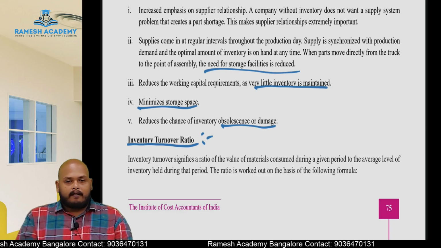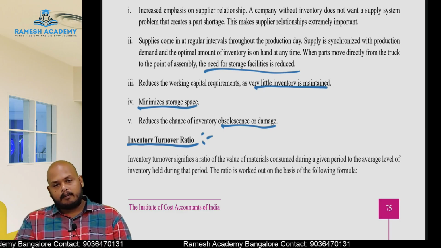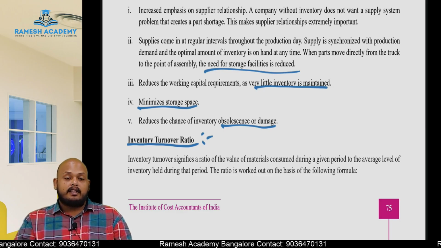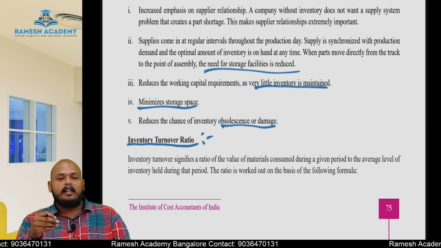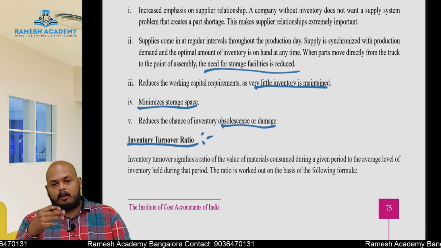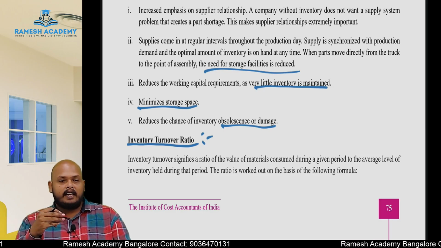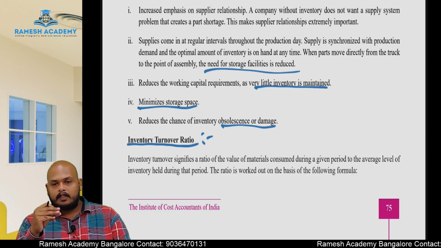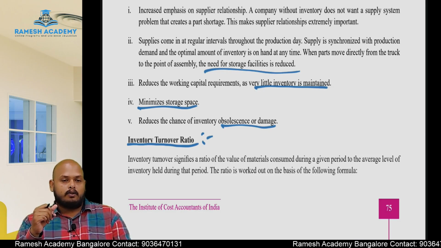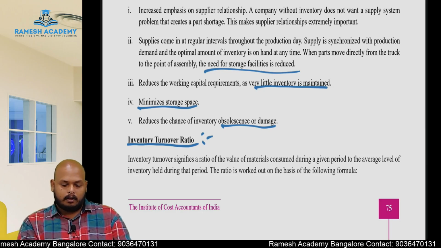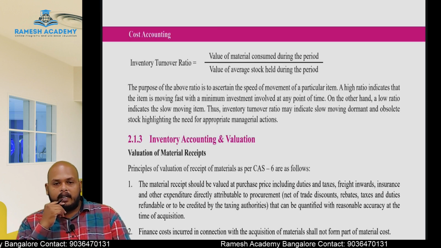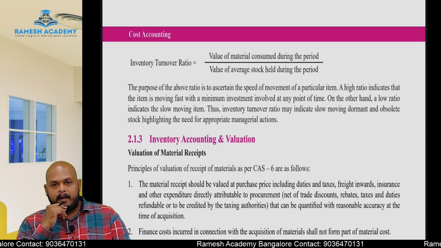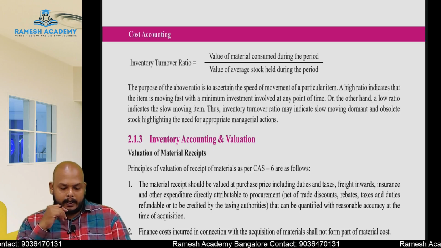So he gave a formula here. Now, inventory turnover ratio is a ratio which expresses the relationship between average inventory level and the raw material consumed. It expresses the relationship between these two terms. That is what is called the inventory turnover ratio. Inventory turnover ratio is equal to the value of raw material consumed during the period divided by the value of average stock held during the period.